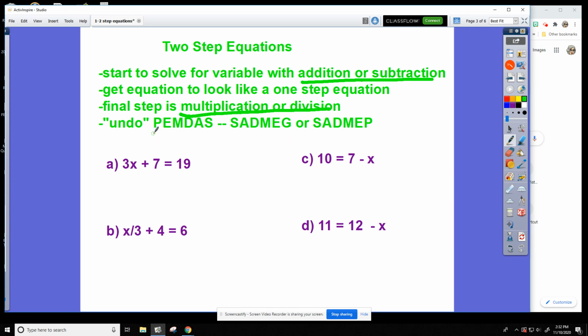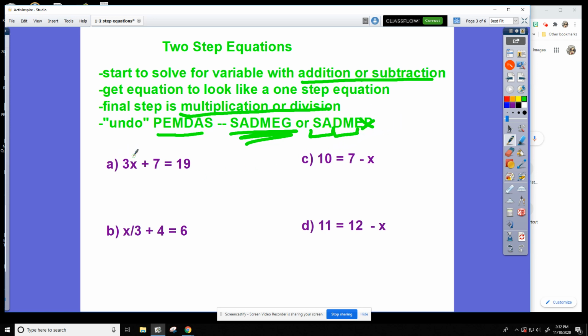So you undo PEMDAS. So you do SADMEG. I talked about that in class, like Meg from Family Guy. Okay, so you do addition and subtraction first, division and multiplication last. Now these don't really apply because we're not doing exponents yet, but you will later on. G right here stands for grouping symbols.